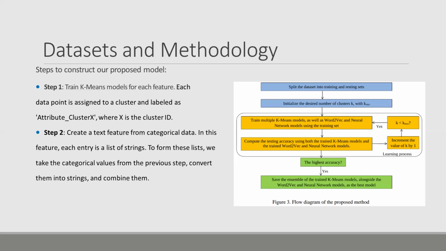Next, we create a new feature called text. In this feature, each entry is a list of strings. To form these lists, we take the categorical values from the previous step, convert them into strings, and combine them. Finally, each list in the text feature is used as input for the Word2Vec model.